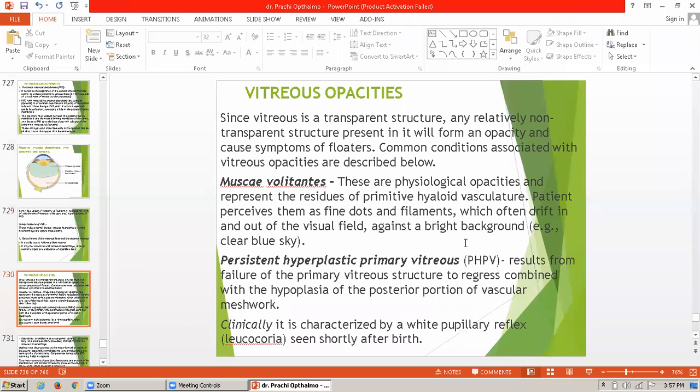So in the next chapter we will continue our lecture of ophthalmology with vitreous opacities. Have a good day students, and today we stop here.